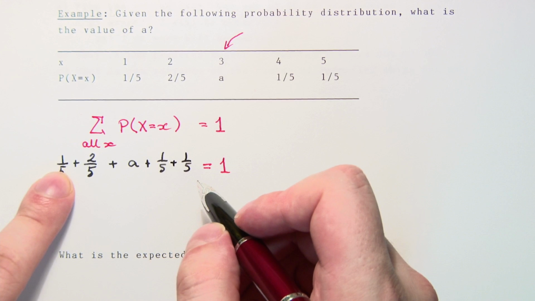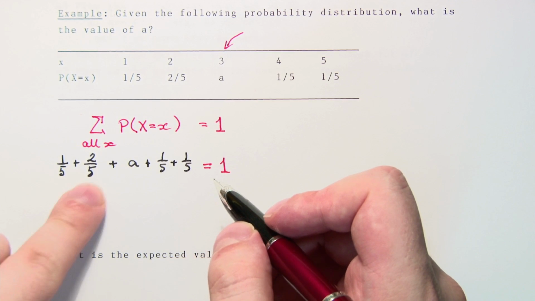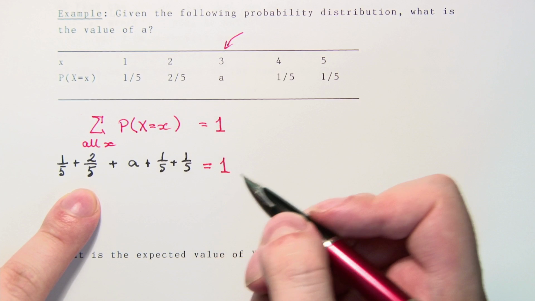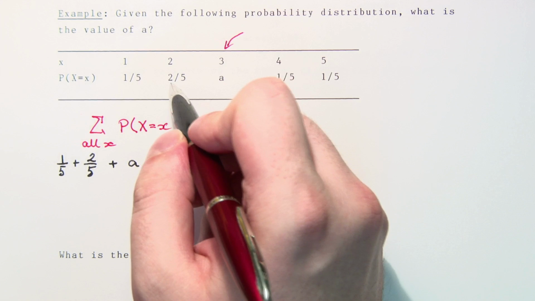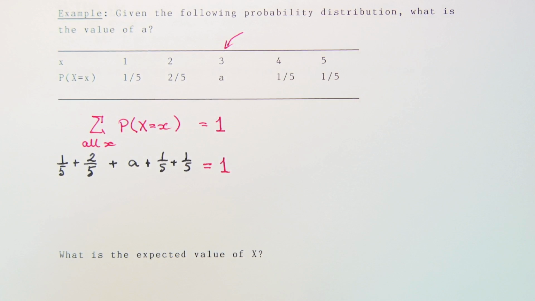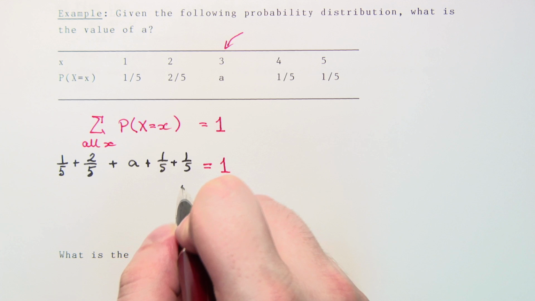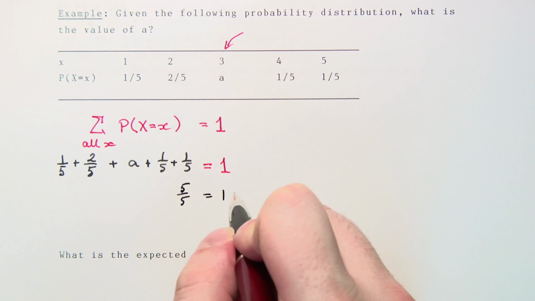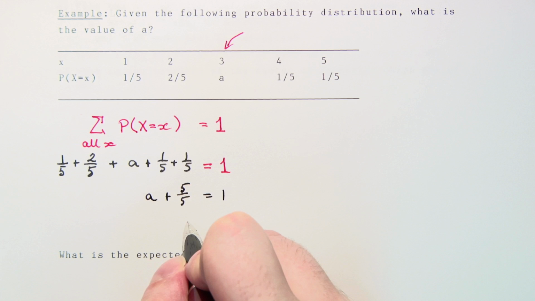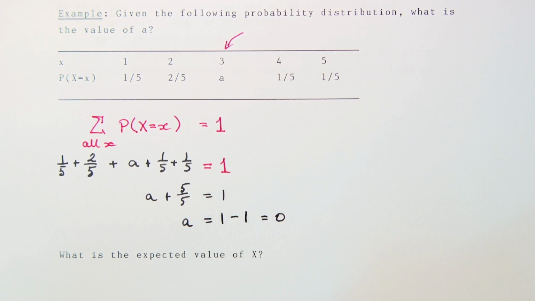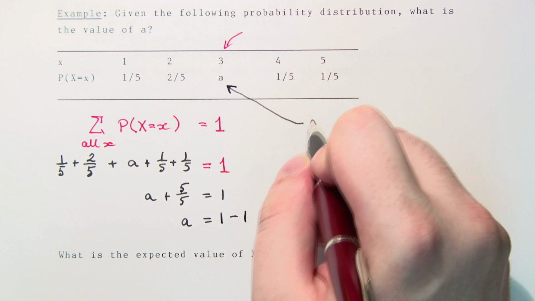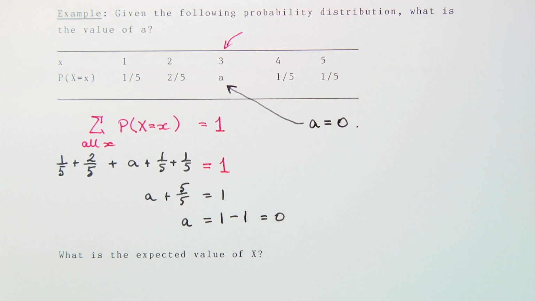So I have 1, 2, 3, 4, 5. Well, so I have 5 over 5. So I have 1 over here plus A. So I have A equals 1 minus 1. So I'm left with 0. So the probability in this case is A equals 0.